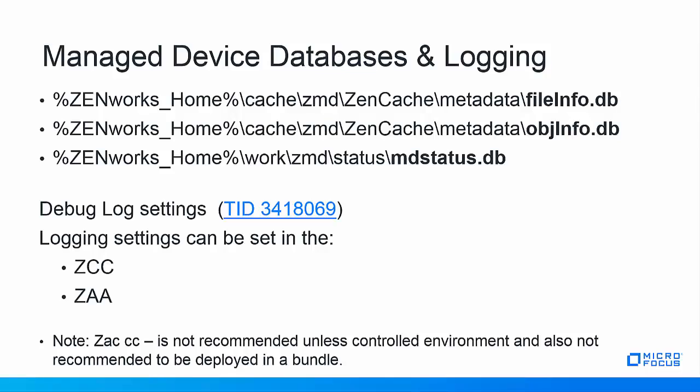When troubleshooting debug log settings, you can refer to TID 3418069, and the basic logging commands can be set either in the ZENworks Control Center, at a command prompt at the managed device, or in the ZENworks Adaptive Agent Technician Application settings on the managed device. Be sure to refresh the device after setting this at the ZCC console for the settings to be enabled immediately.